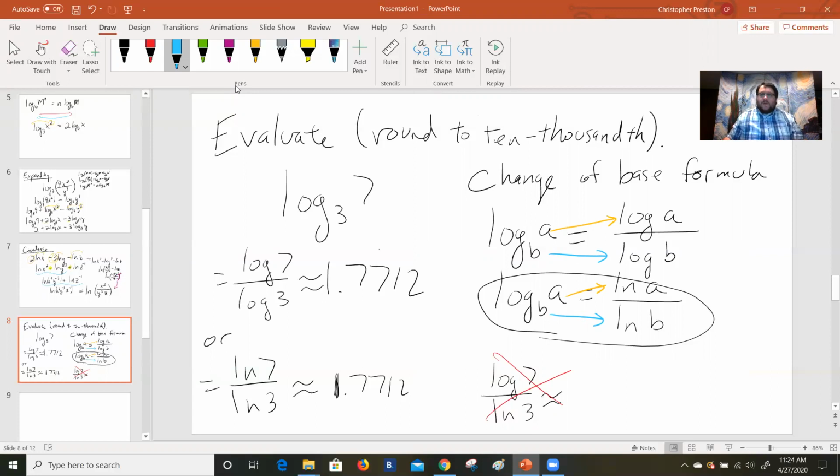It'll help you remember that formula. Okay, so there's some more simplifying logs, log properties. Hopefully that'll get you through those next set of problems.